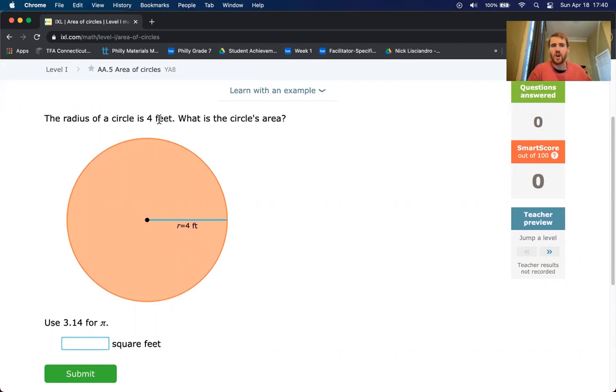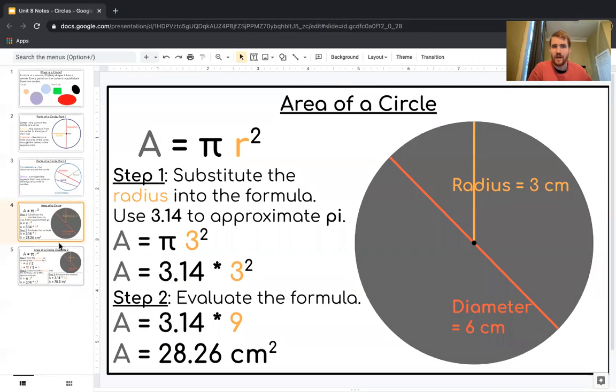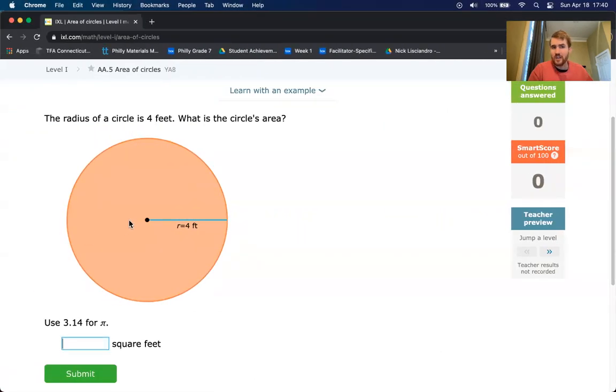So just a reminder, you can always access the Unit 8 notes. They are a slideshow. On slides 4 and 5, we have a couple of different examples to find the area of a circle. So let's talk about how to do this. First, we need to know what the area of the circle is, and that's in the notes. I'm going to write it on the screen.